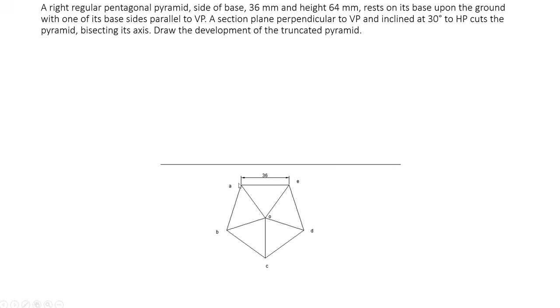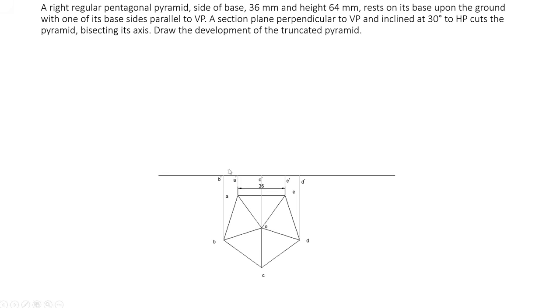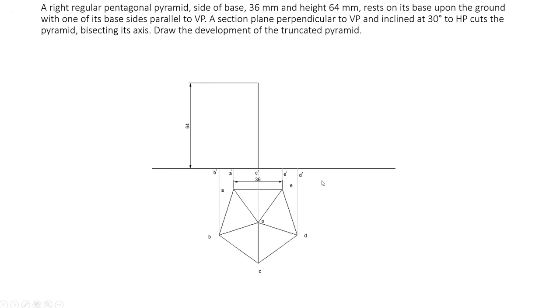Name this pentagon as A, B, C, D, E and apex as O. Do the dimension 36. Now project all these points to the reference line. You will get this is P dash, A dash, C dash, E dash and D dash. Now since height of the object is 64 mm, mark the height of the object here.